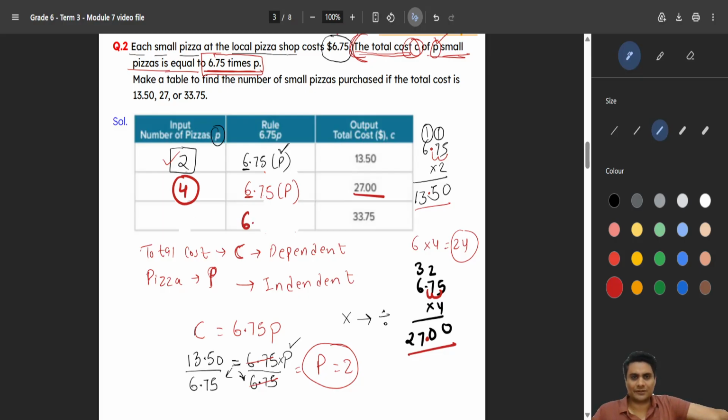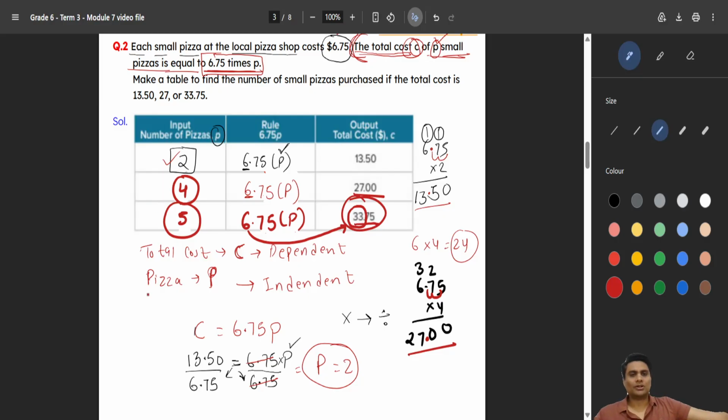Now the next one is 6.75 times P again. It should be 33.75. So 6 times how much will give you close to 33? 6 times 5 is 30, right? So we should try times 5. When you try times 5, you will get 33.75 only. You can try it by yourself, okay? So here I will put 5.